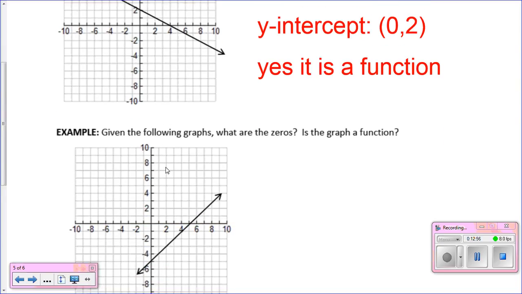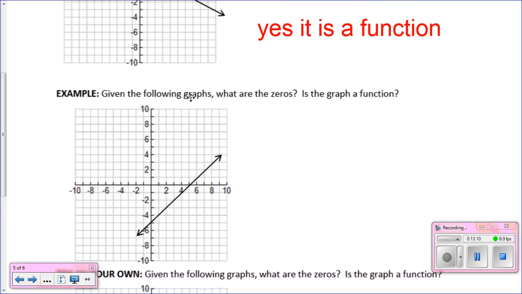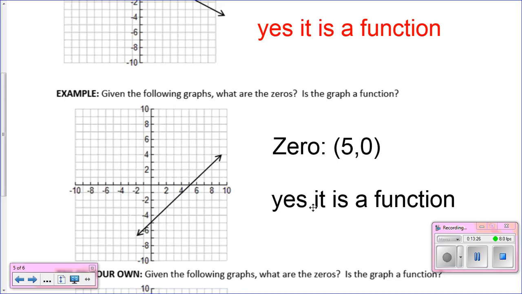Alright, one more example. Given the following graph, what are the zeros? Is the graph a function? So when they're asking what are the zeros, what are they asking for? Go back to your last page, it said it right there. A zero is your x-intercept. So that's all they're looking for is the x-intercept. Where is it crossing the x-axis? And it's crossing it right here at the 5. So your zero is 5, comma 0. Is this graph a function? You try the vertical line test. It passes. Yes, it is.